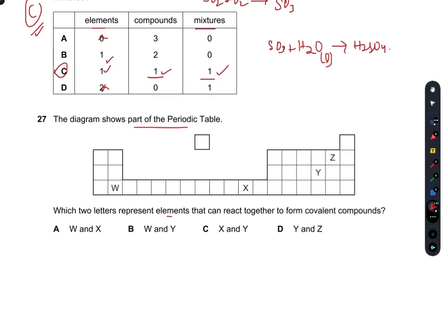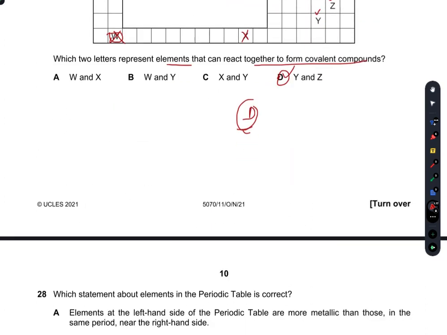The diagram shows part of the periodic table. Which two letters represent the elements that can react together to form covalent compounds, which can form bonds with each other? So W is a metal, so metal cannot form a covalent bond. X is a transition element. X cannot form a covalent bond with itself. Y and Z are non-metals. So suppose Y is, I think it's nitrogen, and this is fluorine. So we know that nitrogen gas and fluorine both exist. So Y and Z, D is your right answer.